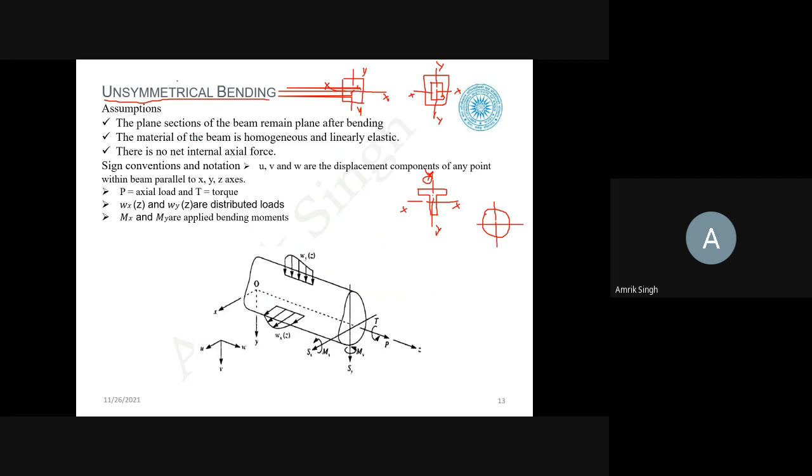For understanding this, let us take an arbitrary section where a torque is acting and an axial force is acting. These are the expressions. Here, if you see, the plane section of the beam remains plane after bending. The material of the beam is homogeneous, linearly elastic, and there is no internal axial force. The sign convention, so P is axial force. This is nothing but only a convention.